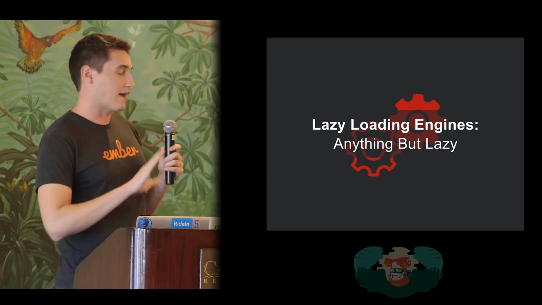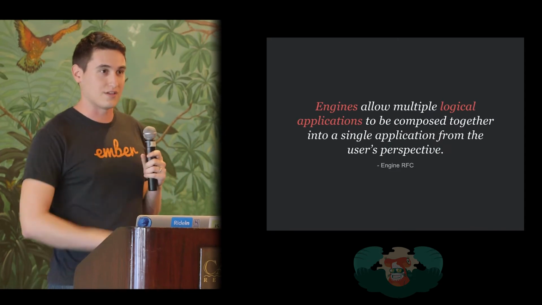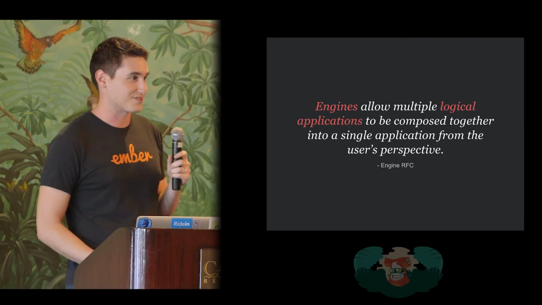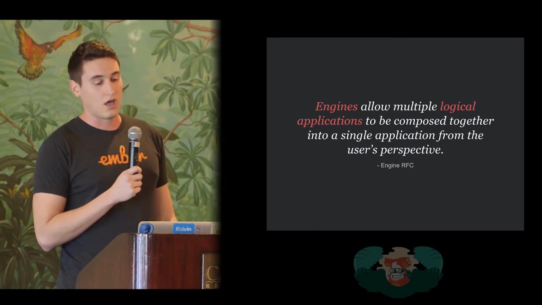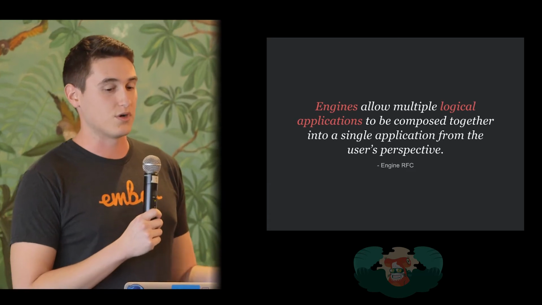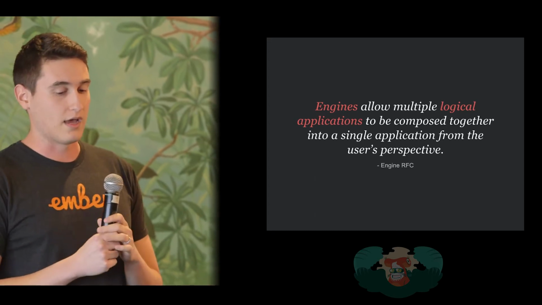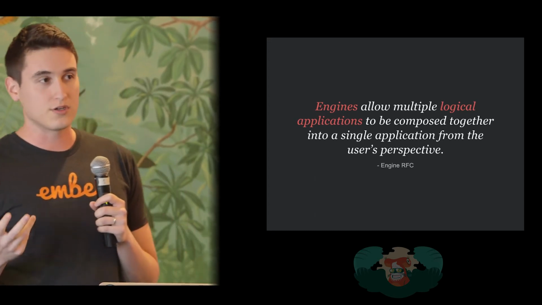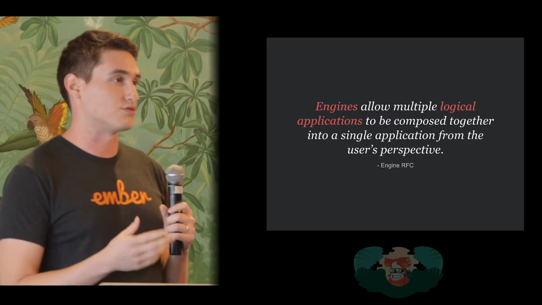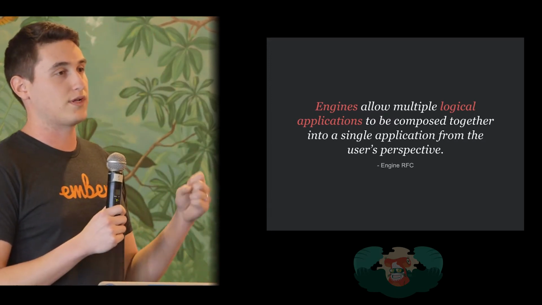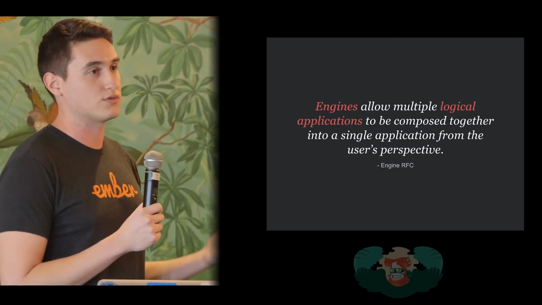OK, so with that out of the way, let's start with the basics. What is an engine? I gave a talk about lazy engines and never defined an engine, and I got questions afterwards. So to put it more plainly, from the RFC, they define engines as a unit that allows multiple logical applications to be composed together into a single application from the user's perspective. To put that more plainly, what it really means is that an engine is a subset of an application, which really could be considered an application in its own right. For LinkedIn, this meant different areas of functionality, such as messaging or a user's profile. While we have messaging incorporated as a subset of our application, and it is part of a larger experience, we could theoretically extract that out into its own standalone application.